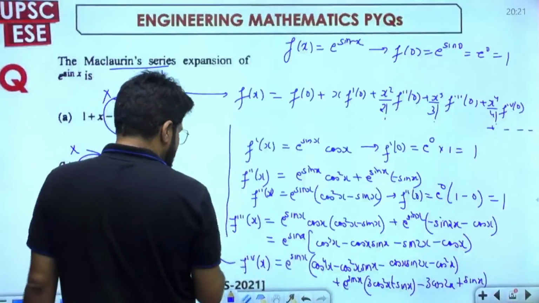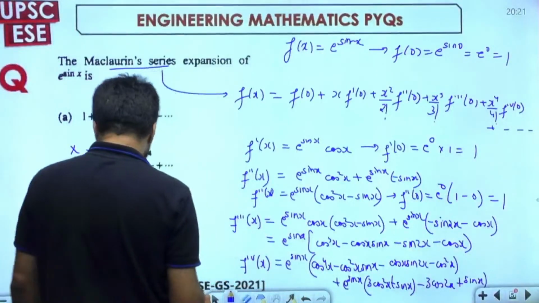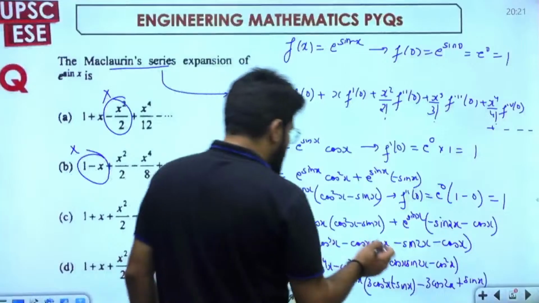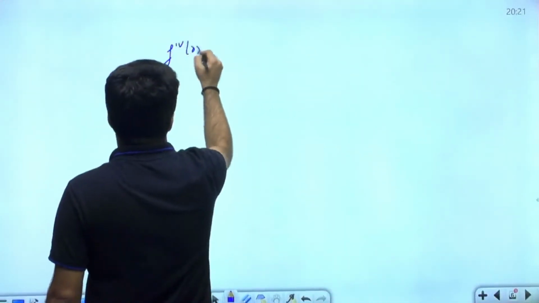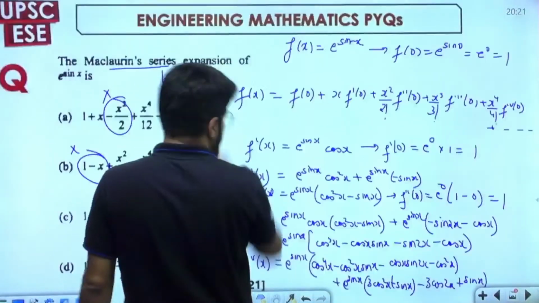See, e power 0, I think better not to calculate here. I'll write it somewhere here. Don't have much space left here. Okay, what is F40? Okay, e power 0, which is going to be 1.